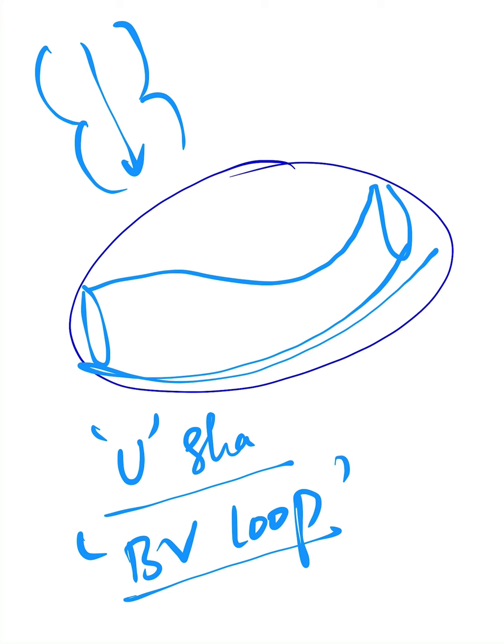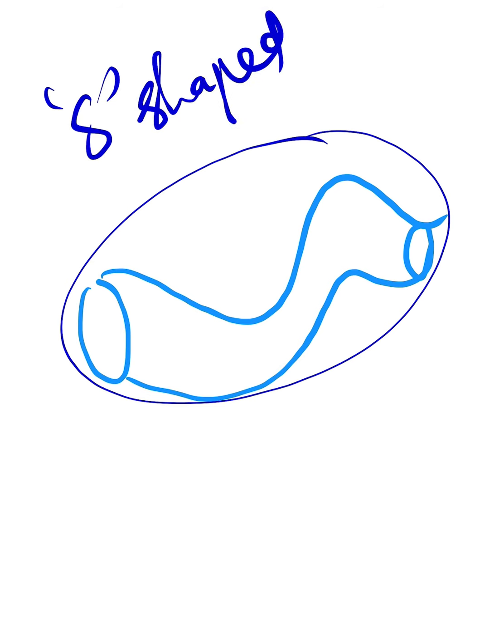Does this U-shaped loop remain the same? No. There is still enlargement of the parts. Later, by still further enlargement and development, this U-shaped loop has become the S-shaped loop. Now, what happened in the U-shaped loop, and what happened in the S-shaped loop?